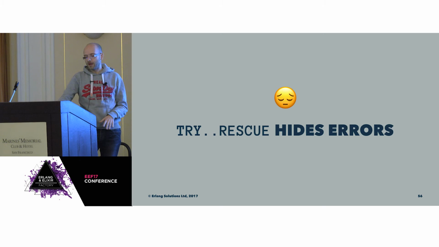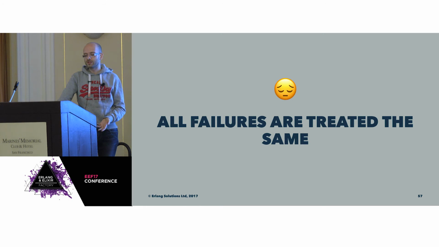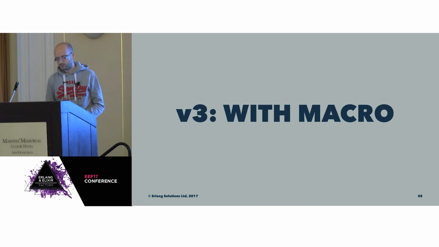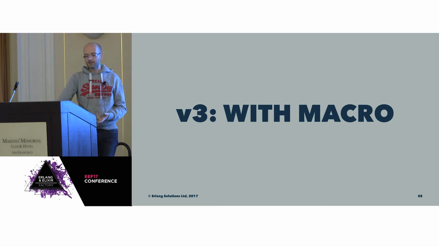But it's a bit of a shotgun approach. You just put a massive net underneath, and then you just hide any error in it. Now, it could be useful to protect the entirety of your request cycle, but it may not be useful to actually understand what's happening. And more than that, you're rescuing, therefore you're hiding all potential errors. So all failures in this approach are treated the same way. There's zero difference between them.